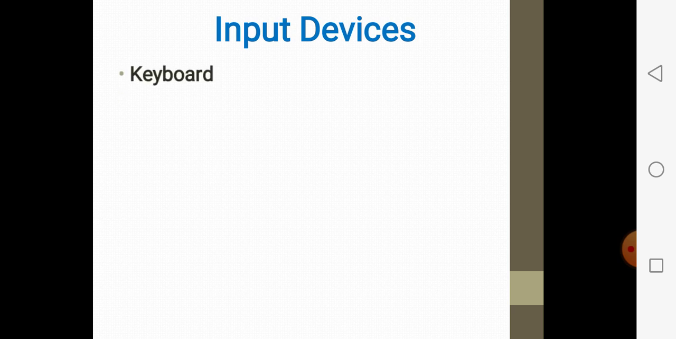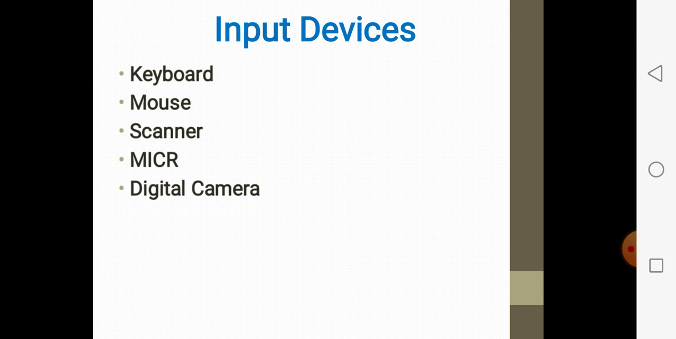See, the first one is keyboard, then mouse, scanner, MICR, digital camera, touch screen, web camera. All these input devices are covered in your textbook. Some others are also there, so today I am going to discuss those also. So let's start from the first one.